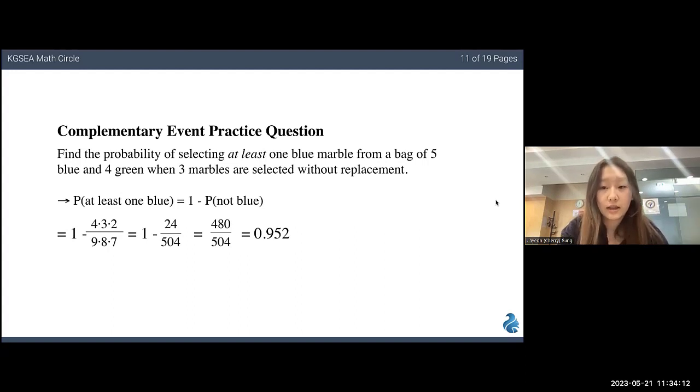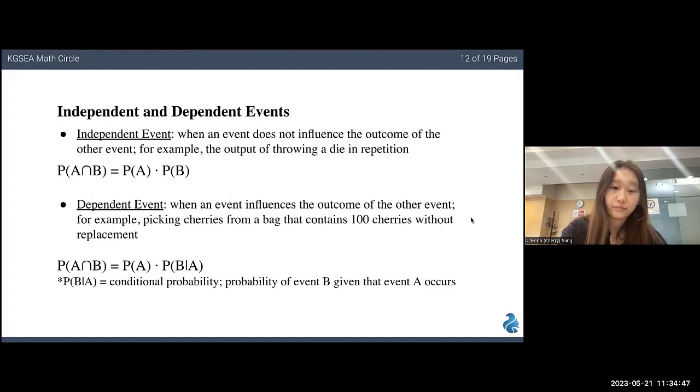This question is basically asking the probability of choosing at least 1 blue marble, which, as I said, would equal 1 minus P(not blue). To find not blue, you would multiply 9 times 8 times 7, because you're selecting without replacement, out of 4 times 3 times 2, because you would be choosing only green marbles and they're selected without replacement. The total number of green marbles would decrease by 1 each time you're selecting. Through calculation, you can find the value, which would equal 0.952.